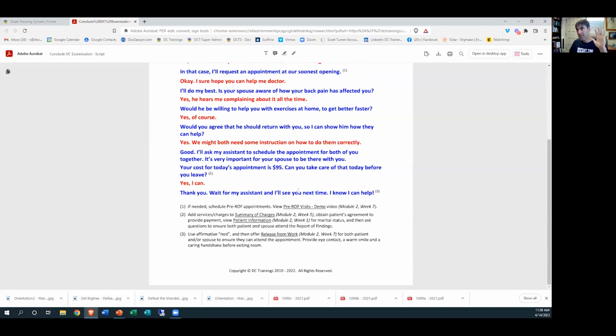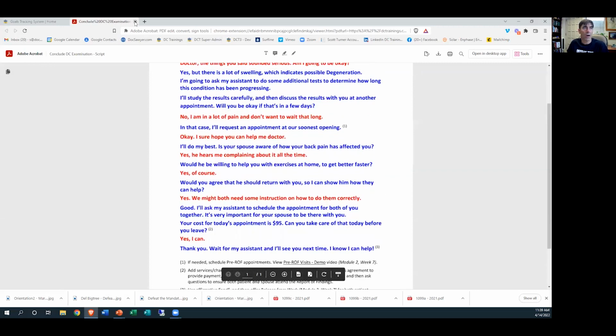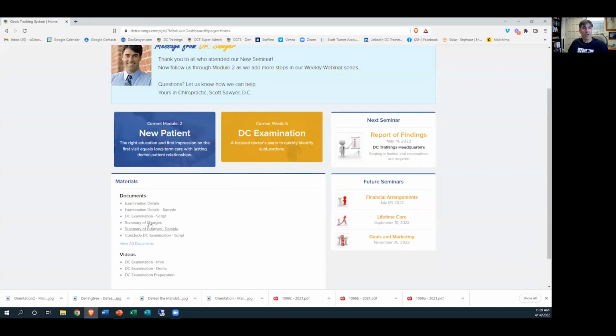So your CA has a piece of paper in their hand now that they can use to say, okay, patient, here's what we're going to do as far as the next step. It relates what happened in that conversation that you had with the patient, doctors. So don't gloss over that form. It's really a valuable one for you. Okay, so those are those forms, and then here you can see the videos that we have for preparing for the DC exam, the demonstration of the DC exam, and then an intro video.